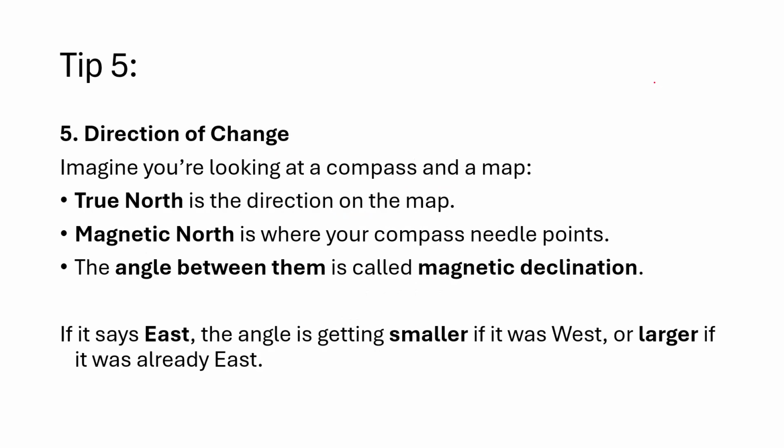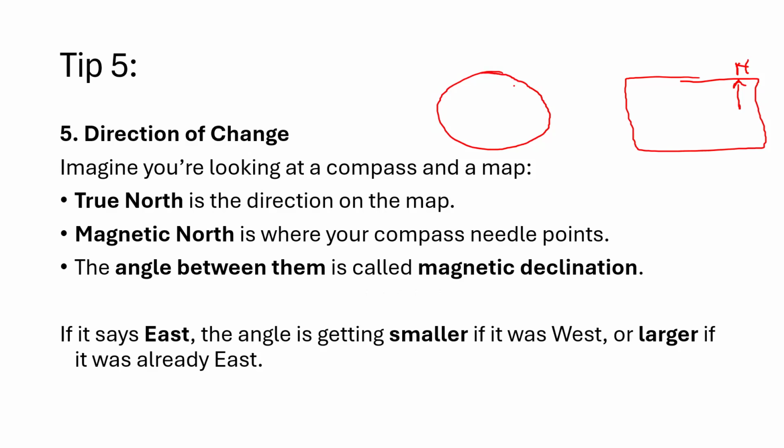Imagine you're looking at a compass and a map. We know if this is your map, your map will always have that true north. But your compass, on the other hand, will have that needle. True north is the direction on the map, this one. The magnetic north is where your compass needle points. So the angle between them is called magnetic declination, as I've mentioned.